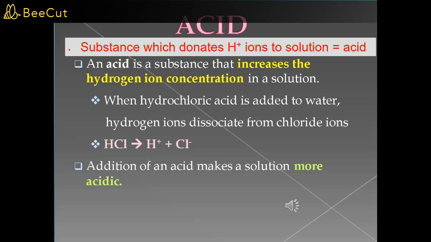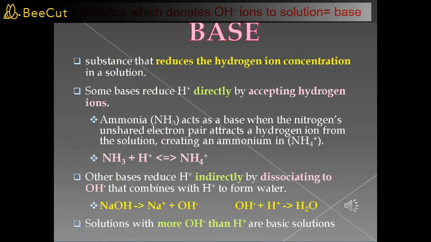Okay, next, what is a base? A base is a substance which donates hydroxide ions, OH negative ions, to a solution. Or in other terms, a base is a substance that reduces the hydrogen ion, H plus ion, concentration in a solution. Basically, a solution with more hydroxide ions than hydrogen ions is a basic solution.